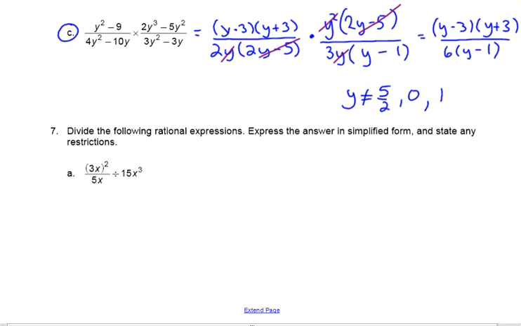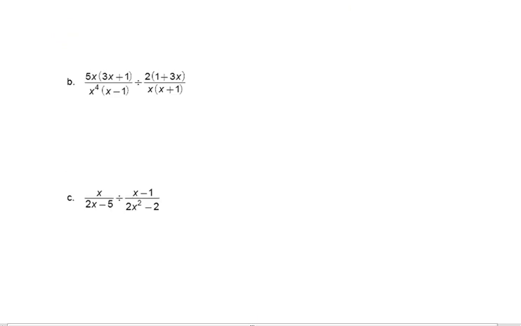Slowly? Okay, let's go to 7, number B. Number B. Yes, sorry. It's already in factored form. Yay. So what do we do when we have division? Multiply by the reciprocal. Okay. Reciprocal. Yay.